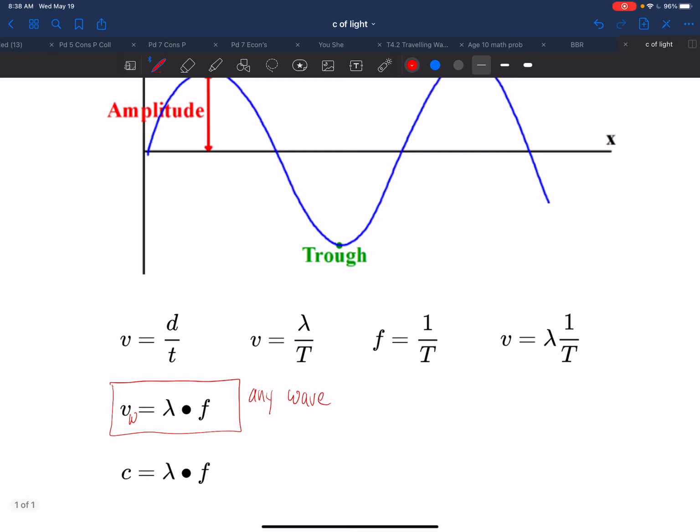Now, for the case of the speed of light, we could say the speed of light is lambda times f.